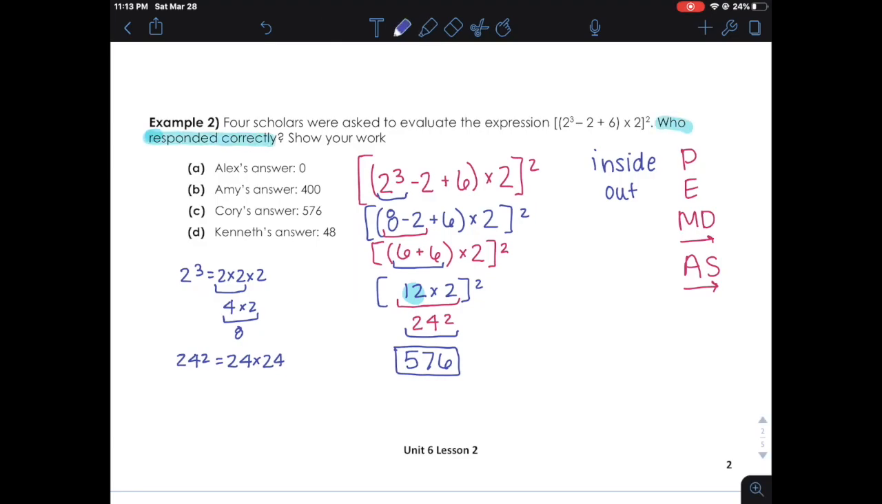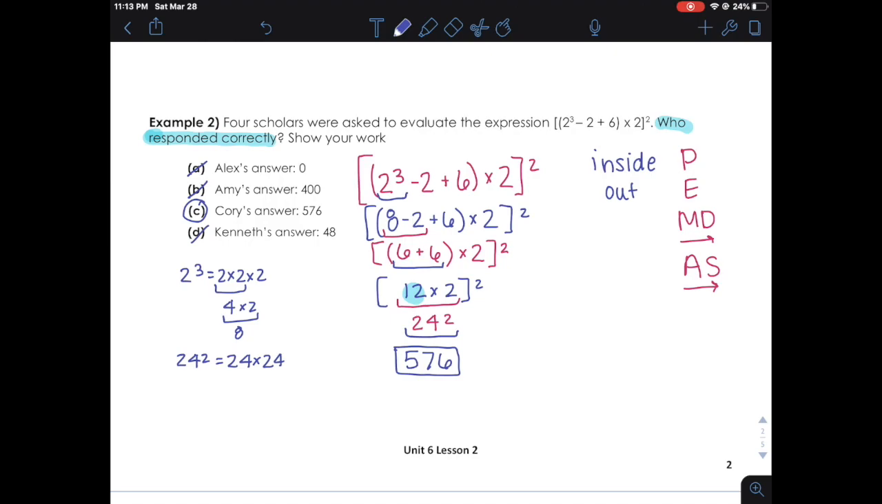We have Alex, who got a score of 0. Well, we know that's incorrect. Amy, not a score, but an answer. Amy's answer was 400. Again, not correct. Corey said 576. It looks like Corey's the one who got it right. Double check Kenneth. He said 48. That's incorrect. All right, guys.